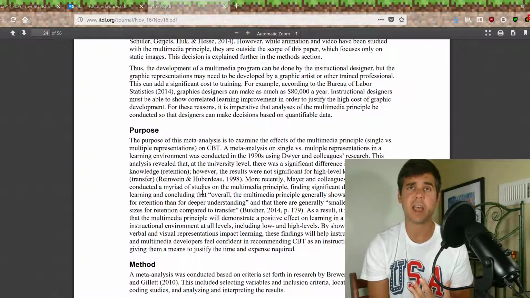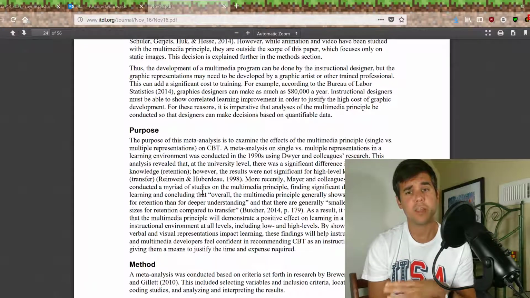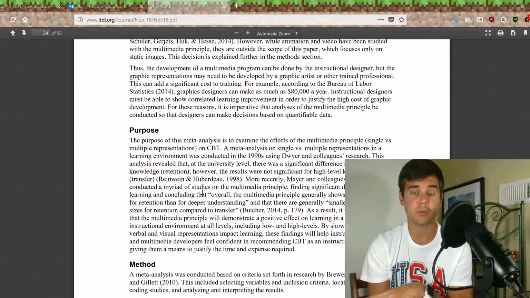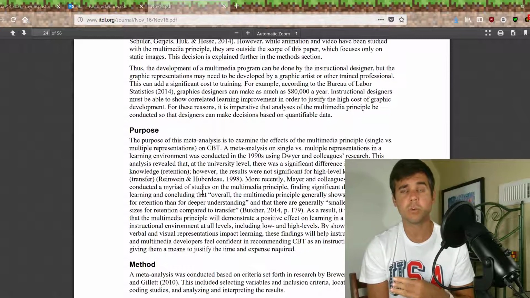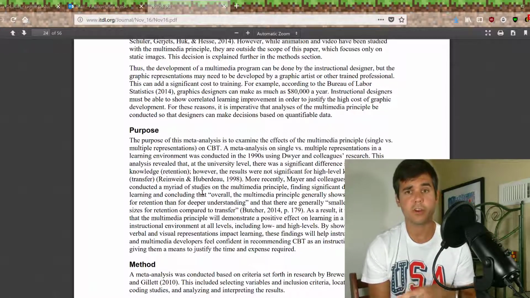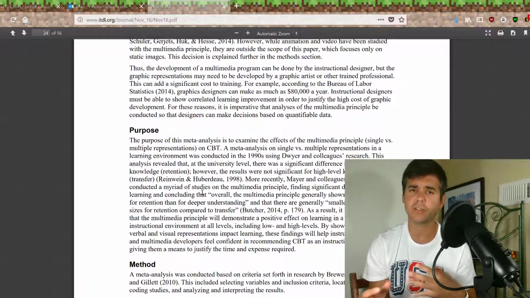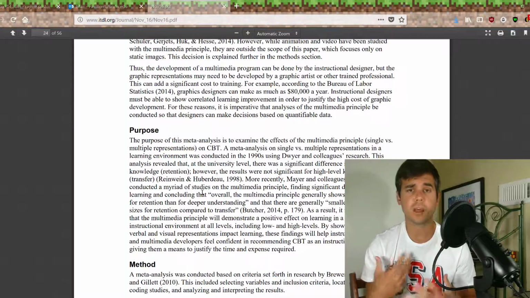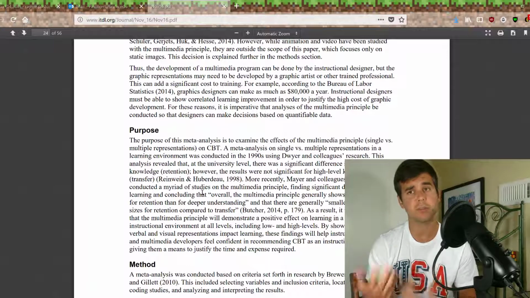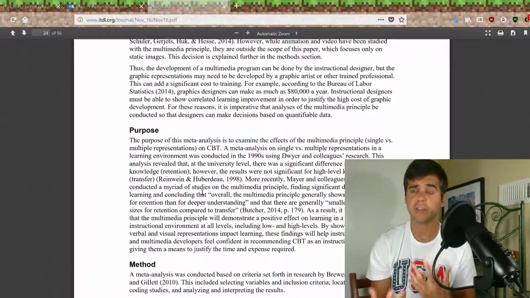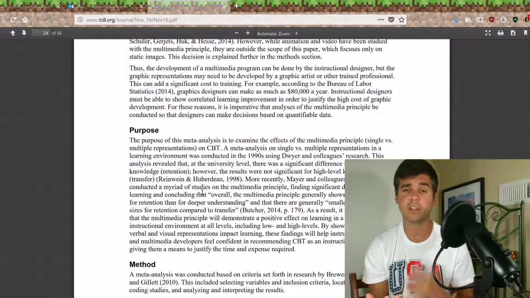Then later in the 90s and 2000s, we have Richard Mayer's work. And Mayer's work was on the computer. And so there were some different findings between these. So a meta-analysis on Dwyer's work has found that there really isn't a significant difference in multimedia on high-level knowledge, but there was on low-level knowledge.